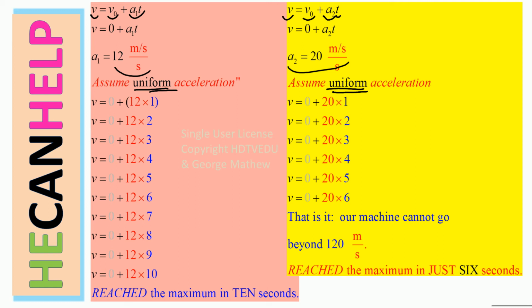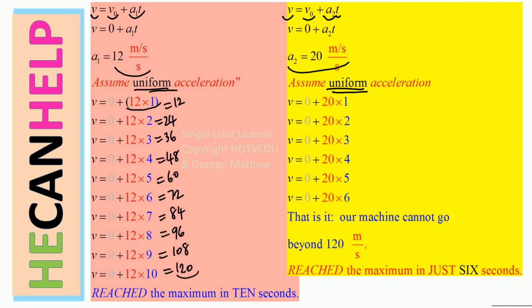So for the first car, after 1 second, it increases by 12. So our speed is 12 meters per second at the end of 1 second. It is 24 at the end of 2 seconds. It is 36 at the end of 3 seconds. 48, 60, 72, 84, 96, 108, 120. It's going to be 10 seconds before we can get to the maximum speed of our car, 120. Both cars have the same maximum speed, 120 meters per second. What is the unit? 120 meters per second.